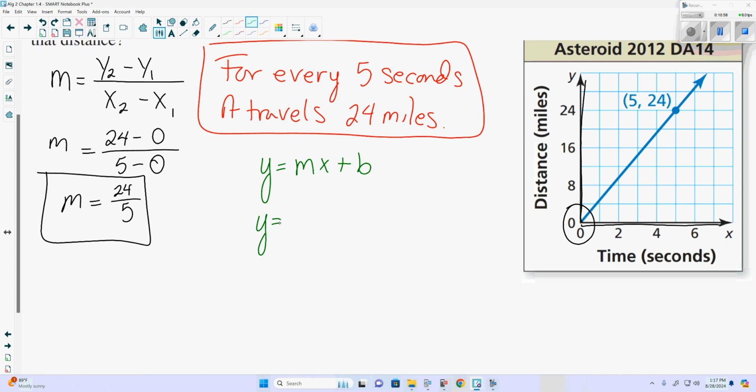Now, our slope, m, is 24 over 5, plus our value b, the y value of the y-intercept, is 0, yes? Well, do we write plus 0? No. So y is equal to 24 over 5x. Okay. We interpreted the slope and we found the equation, yes? Now the only thing left to do is figure out how long it's going to take it to travel 17,200 miles.